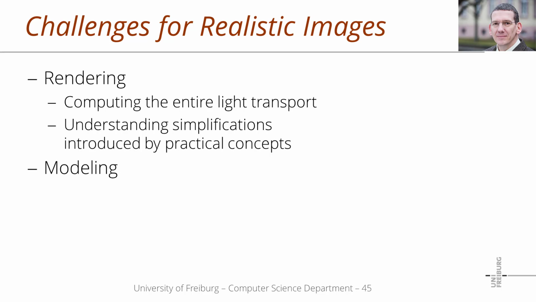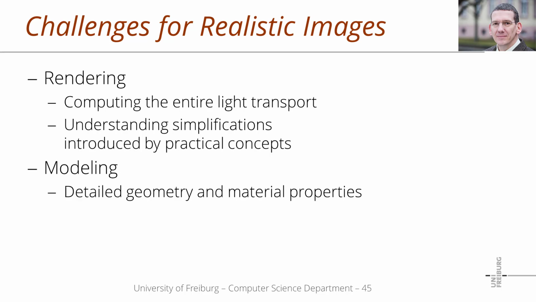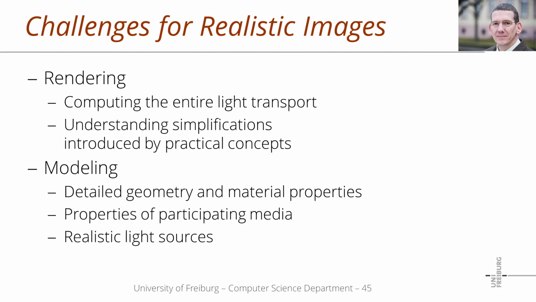In addition to rendering, modeling is also highly important. The geometry should be detailed, the specification of material properties should be detailed, and also the illumination setting should be as realistic as possible. If the geometry is unrealistically simple, if the reflection properties are unrealistic, or if the illumination setting is simplistic, for instance with just one point light source, then we cannot expect to get a realistic image, no matter how accurate the computation of the light transport would be. So all these aspects are important. So the rendering should be as good as possible, but also the modeling should be as good as possible.